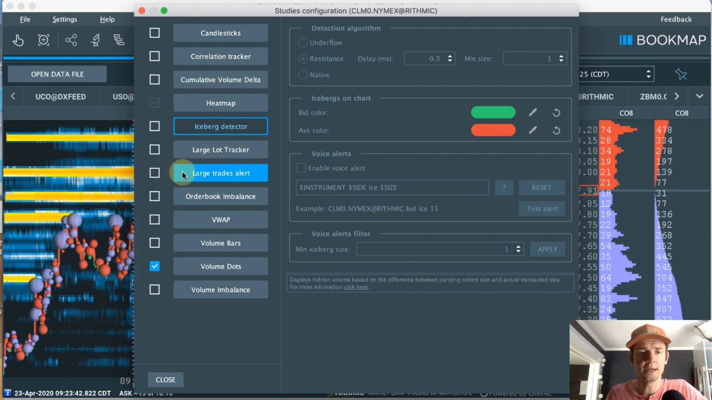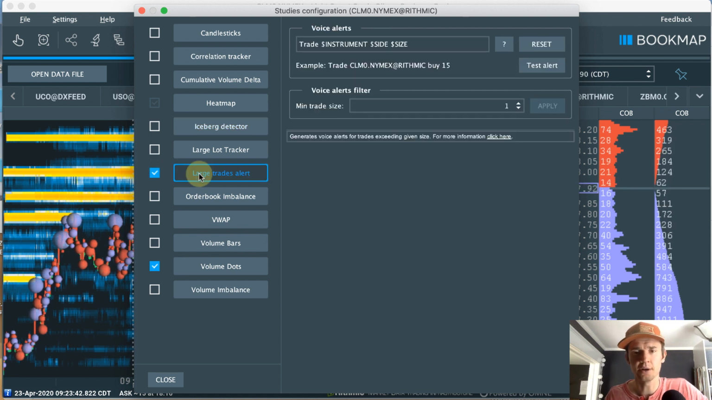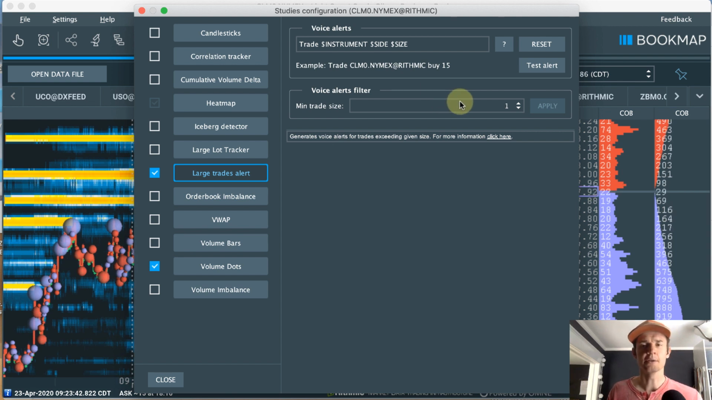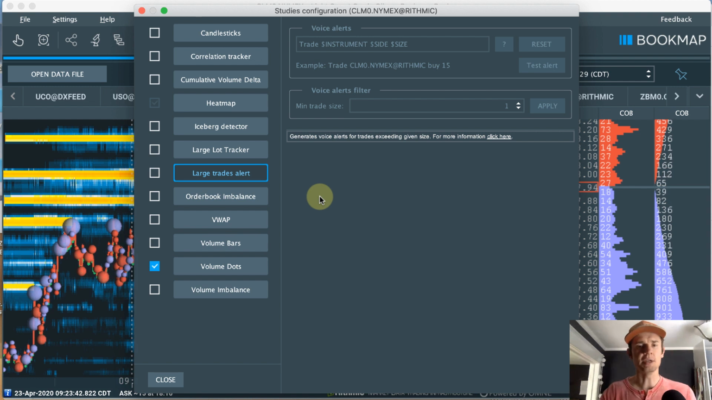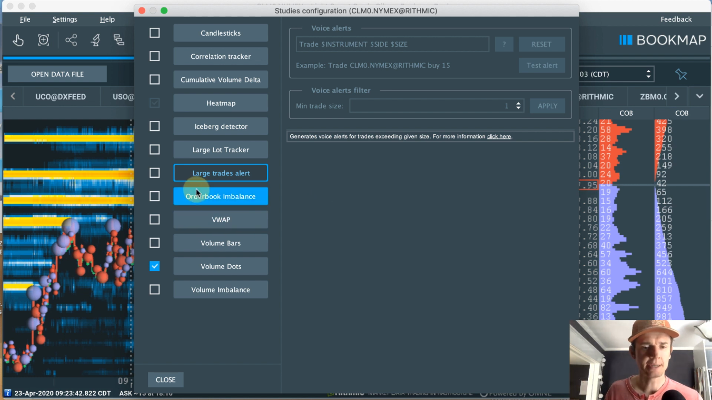Large trades alert, largely the same thing. Large trades alert, if you can hear it in the background, you can set it to a minimum size, so it will have this little robot voice tell you that, hey, an order of 50 contracts just happened. So if you want to set that just to track big orders, you can do that, and it'll come up with an annoying robot voice and tell you. I don't need to know that, so I don't use it. I think the volume dots do a great job of that, so I think it's redundant.